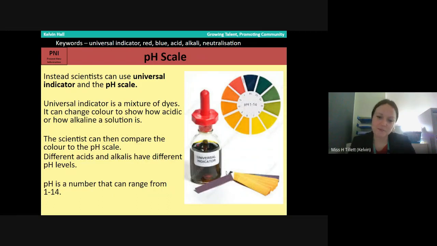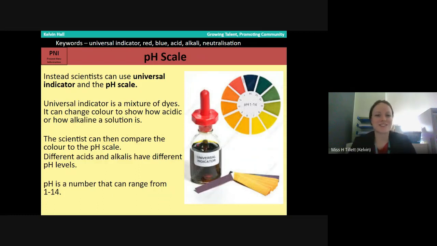Universal indicator is represented in this picture. I've got a bottle of it here, with a red lid and a pipette that can squeeze up the liquid so you can drop it on something, okay? Universal indicator is a browny green liquid, and it's made of a mixture of dyes. So it can change colour. It's really amazing. It can change red, orange, yellow, green, dark green, blue, dark blue, and purple. Okay, it can change so many colours.